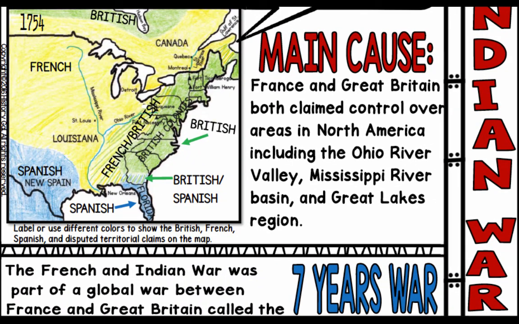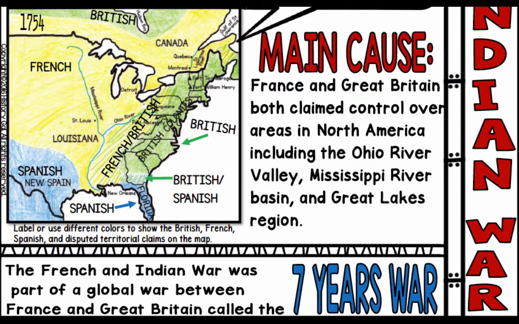Now, the main cause of the French and Indian War is that France and Great Britain are both claiming to have control over this area right next to the British colonies and next to the French Louisiana area. If you notice in the map when you filled it in, you have that spot that's yellow with green lines going through. Now that means that both of the sides believe that that was their land, that they had the right to the Ohio River Valley, the Mississippi River Basin, and the Great Lakes region.